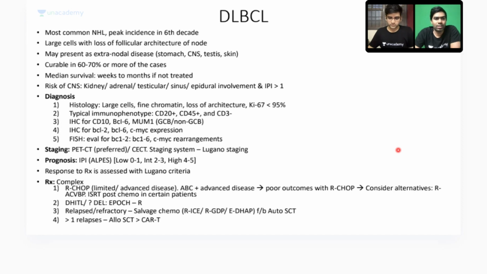First, DLBCL is the most common type of non-Hodgkin lymphoma. Everyone knows that, and the peak incidence of DLBCL is going to be around the 6th decade. So it is the disease of the elderly, if you really want to say. And as we discussed, I think Ranjith said rightly, large cells. You're going to see the large cells with loss of follicular architecture of the node.